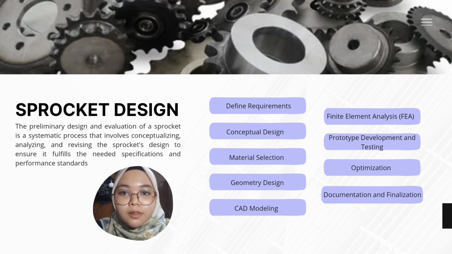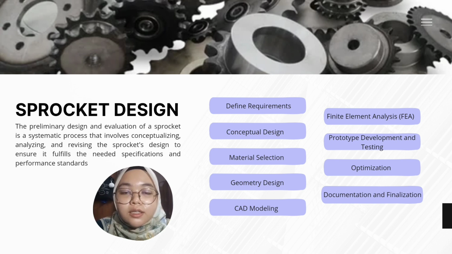There are a few steps that need to be considered while designing a sprocket. The first one is define requirement. Understanding the requirement of the system into which the sprocket will be integrated is the first step in designing. This includes considering torque, speed, load, environment, and estimated lifespan. The next one is conceptual design. Various concept designs for the sprocket are developed based on the identified requirements. This involves brainstorming and exploring various sprocket design concepts.